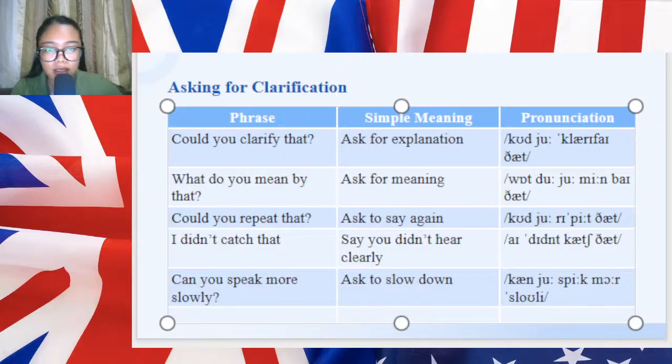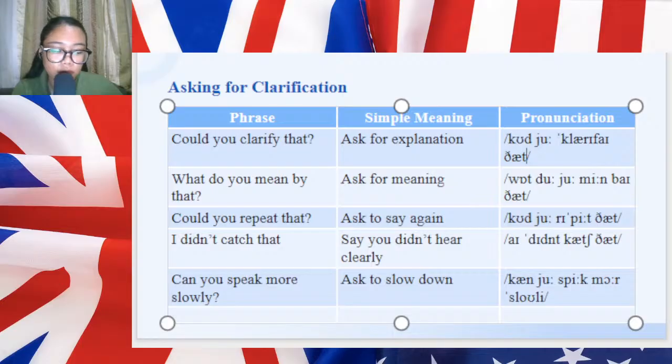So this is direct, but while it is direct, it can sometimes sound slightly challenging depending on your tone of voice. So you should also consider your tone here. It should be direct, it should be inquisitive and seeking understanding. So be mindful of your intonation to keep it polite. Okay? All right.